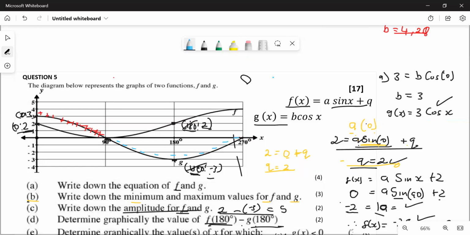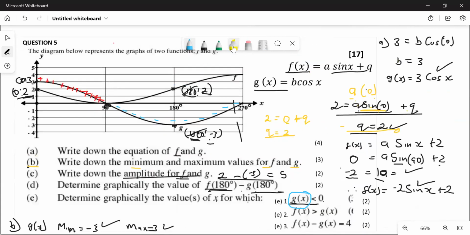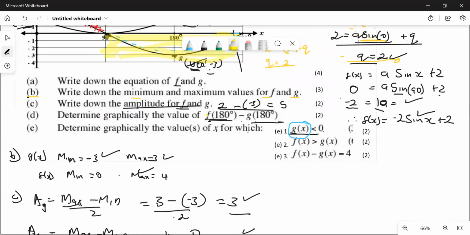Okay. What is it that they're asking here? They're asking that we want G of x to be below the x-axis. Less than 0. Are we talking about above the x-axis or below the x-axis? Below. Now, below the x-axis, we can come and highlight it. Below the x-axis is here. What are the x values that are making this possible? It starts at 90, up until you get to what? To 270. Okay, we are going to get 2 marks for that.